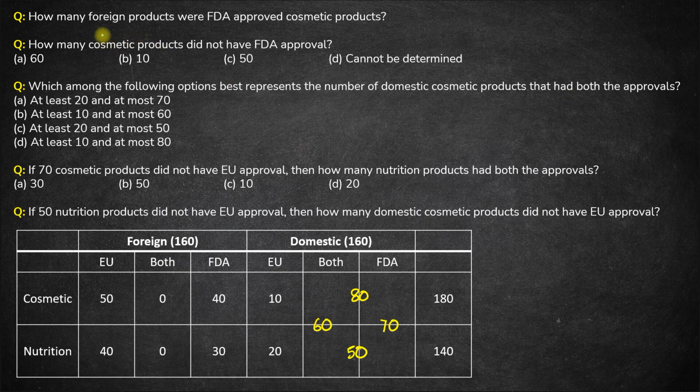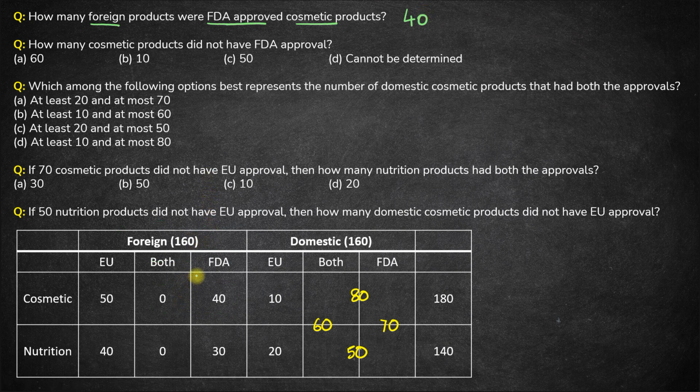The first question is, how many foreign products were FDA approved cosmetic products? So we want foreign, FDA approved as well as cosmetic. So in foreign products, we want FDA approved. So all these are FDA approved in foreign products. But we don't want only cosmetic products. So cosmetic FDA approved products is this. So 0 plus 40, right? 0 plus 40 must be 40 over here.